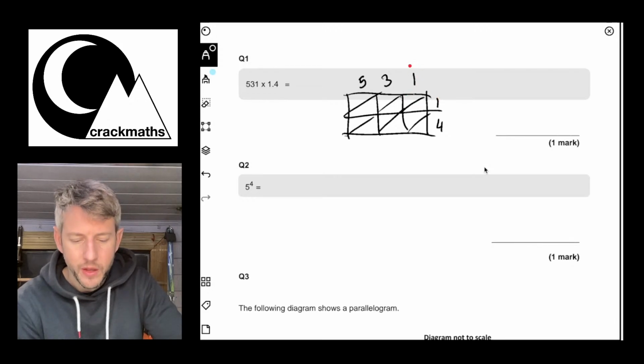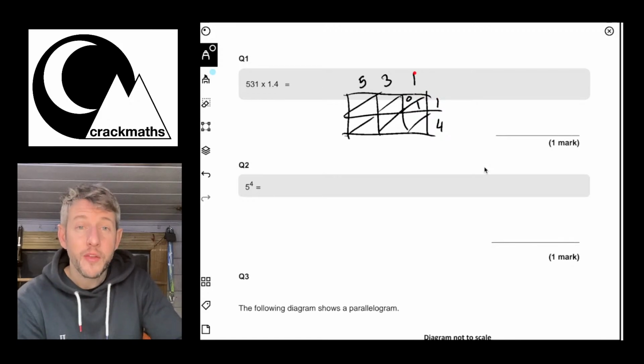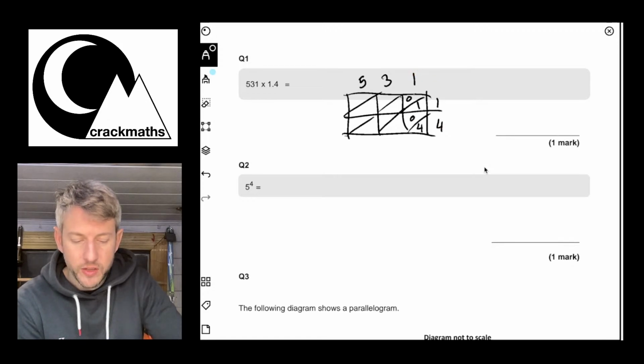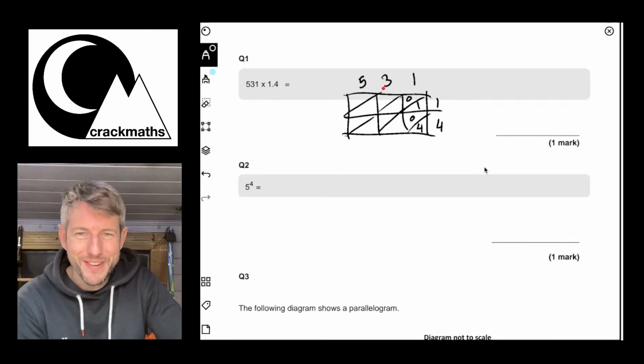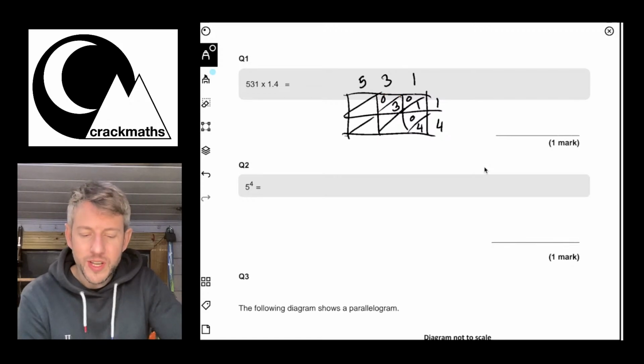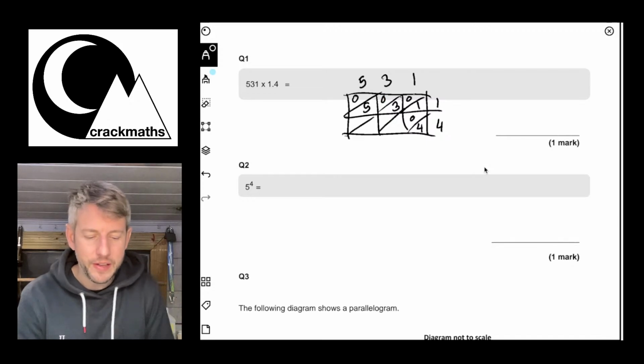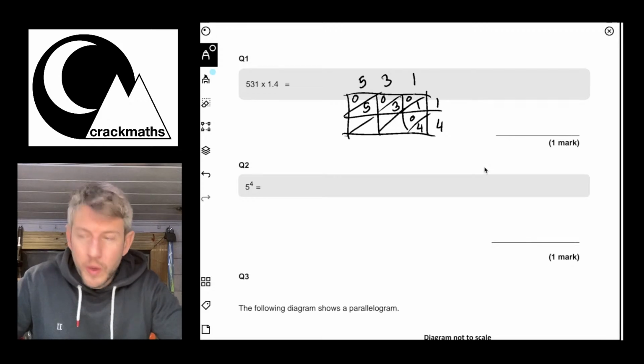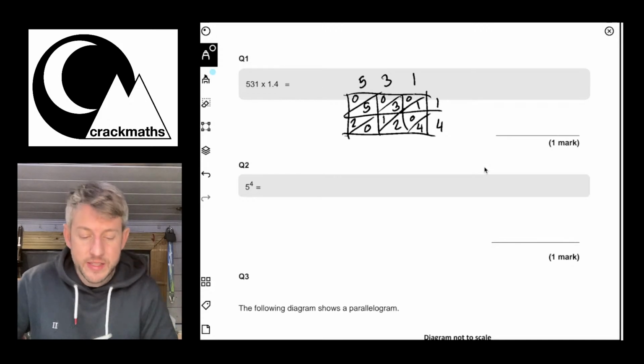This first one is 1 times 1, so I'll put a 0 there and a 1 there. Then 1 times 4 is 4, so a 0 here and a 4 here. 3 times 1 is 1. No, it's not, 3 times 1 is 3, so a 0 here and a 3 here. 1 times 5 is 5, so a 0 and a 5. 3 times 4 is 12, so a 1 and a 2. And 5 times 4 is 20, so a 2 there and a 0 here.